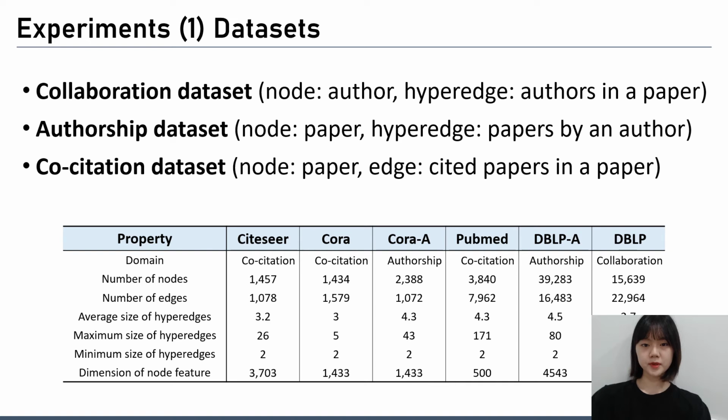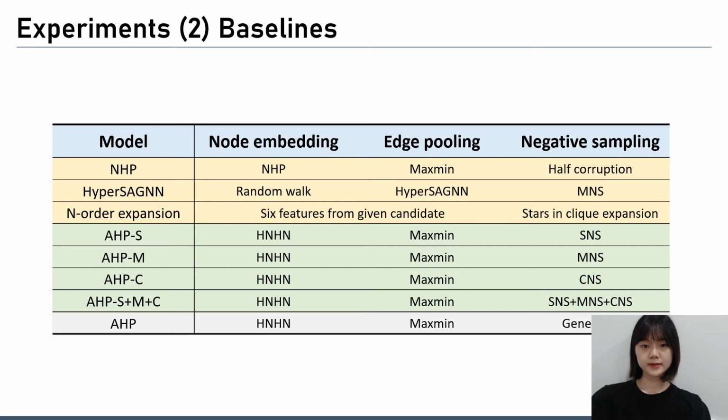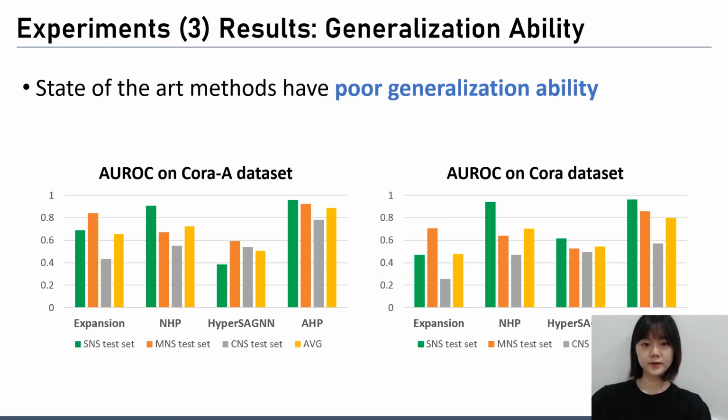We performed experiments on 6 real-world hypergraphs. Details are shown in the table. For the baselines, we use 3 state-of-the-art methods and 4 variants of our approach, AHP, which use heuristic sampling methods instead of a learnable generator. First, we highlight that the state-of-the-art methods have poor generalization ability.